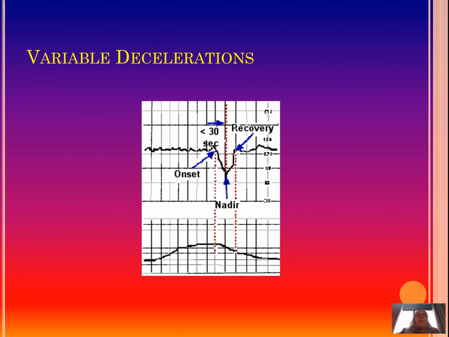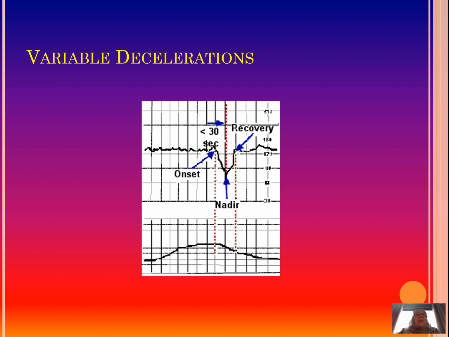Finally, we talk about variable decelerations. Variable decelerations are the most common type of decelerations that you will find. They are decelerations that are not related to the contractions. So you will find them during a contraction, after, or before a contraction. There's no clear pattern visible in the CTG to describe the deceleration, other than that it is variable.